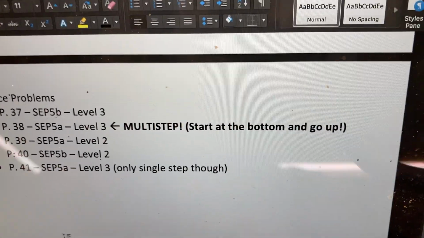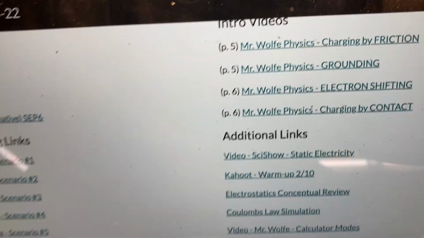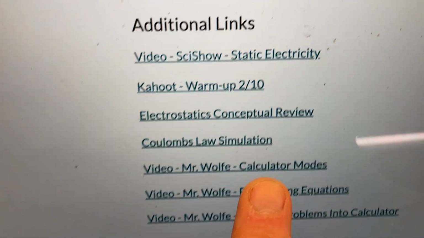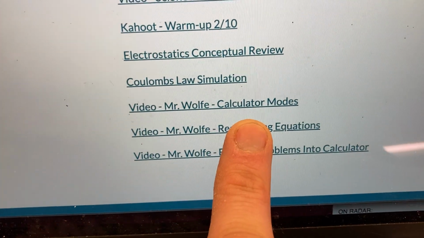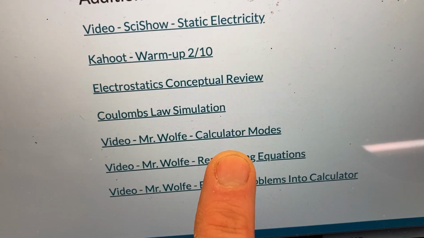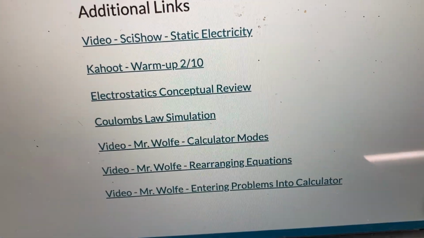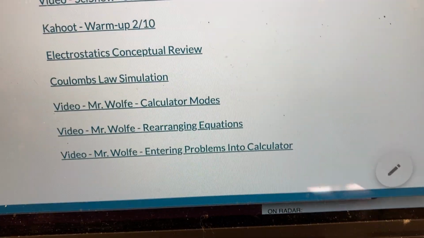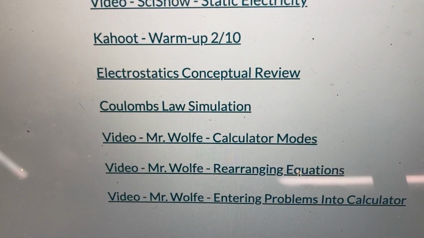One other thing that might be helpful, I know it could be frustrating with calculators and everything. If you need tutorials on calculator modes or rearranging equations, that's not really a calculator, but it helps to rearrange your equation before putting things in your calculator, or just once you have rearranged, entering stuff in your calculator, some tips and tricks, check out those videos if you need to.